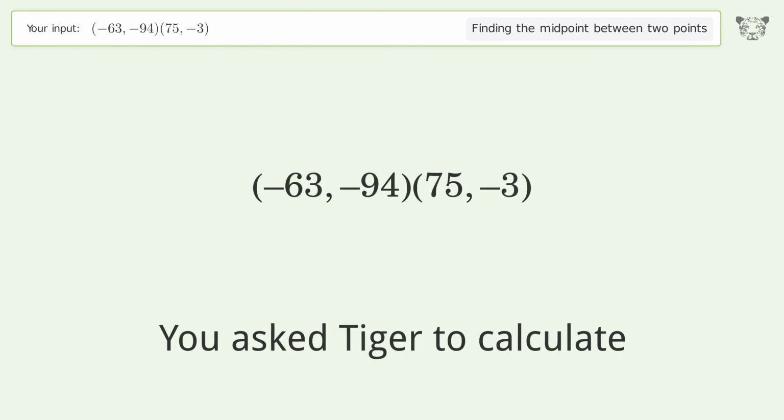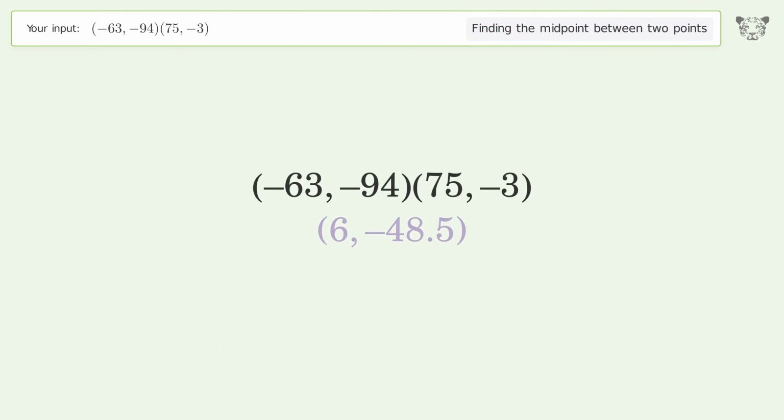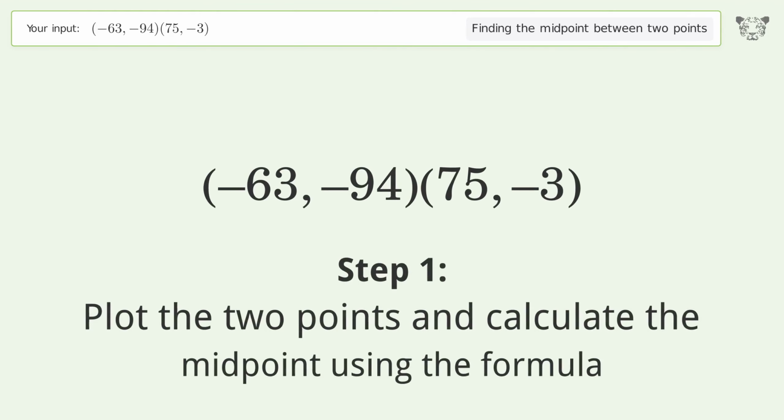You ask Tiger to calculate. This deals with finding the midpoint between 2 points. The midpoint between the 2 points is 6, -48.5. Let's solve it step by step. Plot the 2 points and calculate the midpoint using the formula.